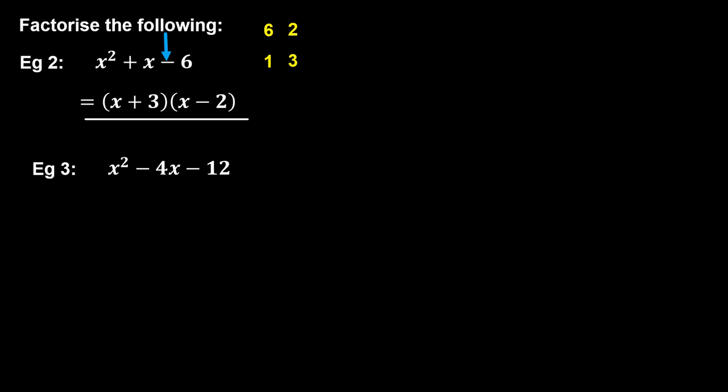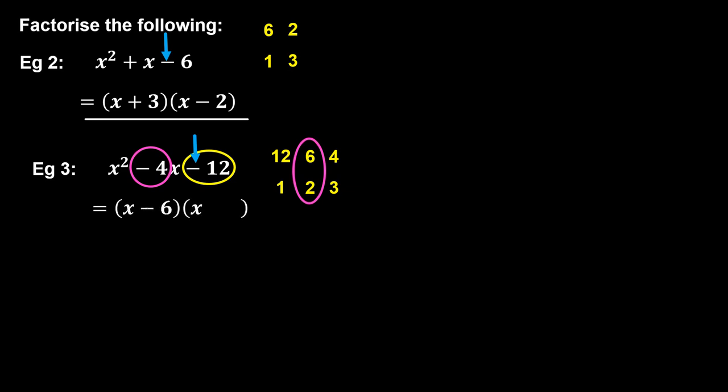x squared minus 4x minus 12. I need my factors of 12. So 12 and 1, beg your pardon, 6 and 2, and 4 and 3. Now I want to subtract my numbers to get a 4. And 6 minus 2 will give me 4. So that's the set of numbers I'm going to put in my brackets. Which number is bigger, 2 or 6? Well, 6 is bigger, so 6 must get the sign of the middle term. So 6 must be negative. So I end up with the brackets x minus 6 and x plus 2.